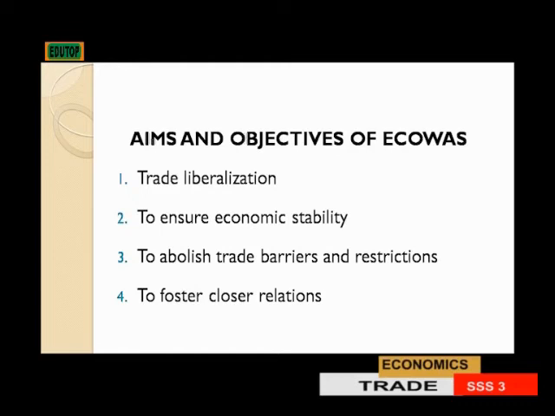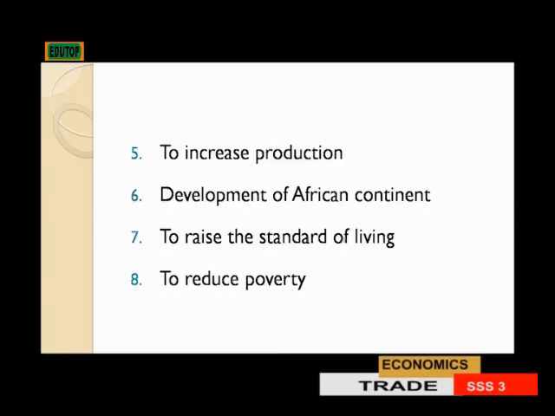The aims and objectives of ECOWAS are: 1, trade liberalization; 2, to ensure economic stability in those nations; 3, to abolish trade barriers and restrictions among those countries so that there will be free flow of transaction; 4, to foster closer relationship between those countries; 5, to increase production so that the level of production will increase because of their coming together.